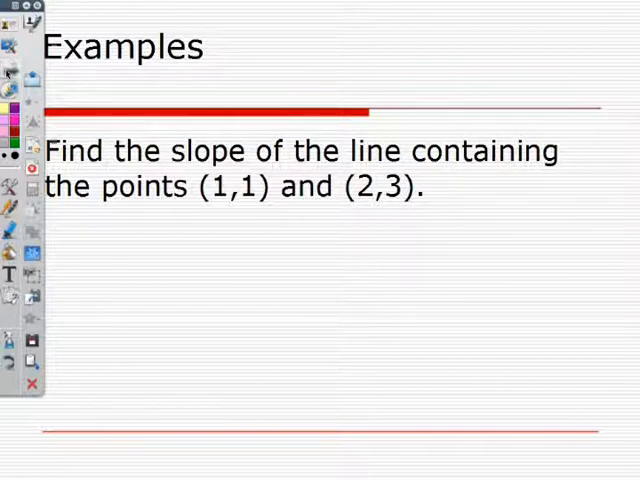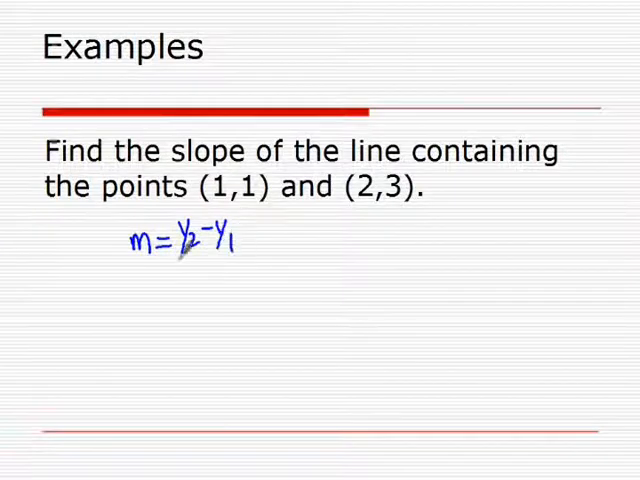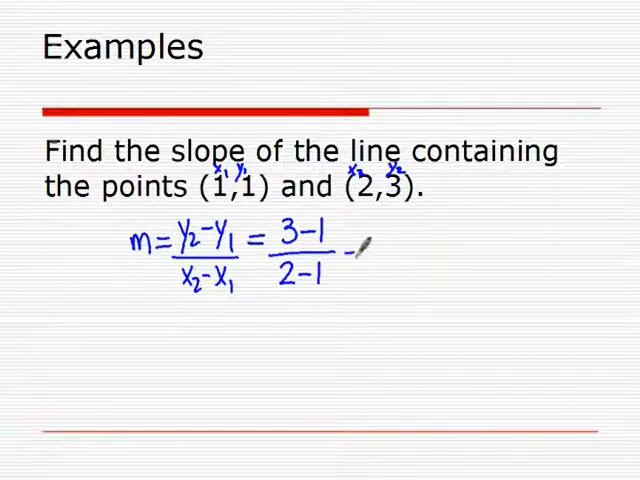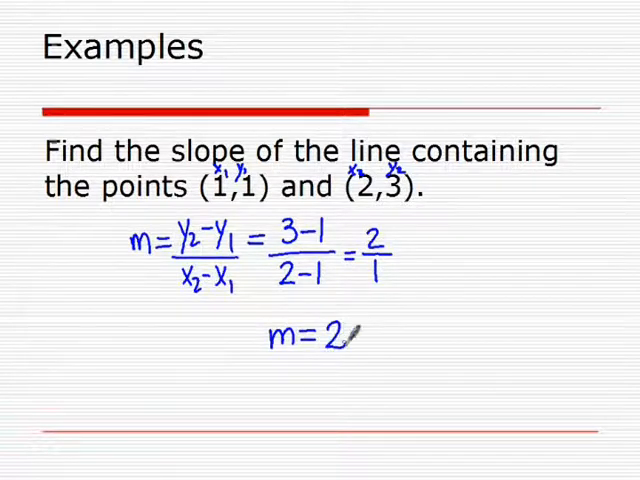Let's just calculate it. So we know the formula is y2 minus y1 over x2 minus x1. And so I just plug it in. Okay? Let's call this one x1 and y1 because it's first, and this one x2 and y2 because it's second. And so y2 is 3, y1 is 1, x2 is 2, x1 is 1. 3 minus 1 is 2, 2 minus 1 is 1. So the slope of the line is 2 over 1, or just 2.